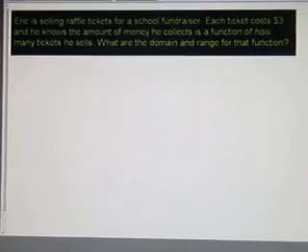It says Eric is selling raffle tickets for a school fundraiser. Each ticket costs $3, and he knows the amount of money he collects is a function of how many tickets he sells. What is the domain and the range for that function? Okay, so we need to know the domain and the range.